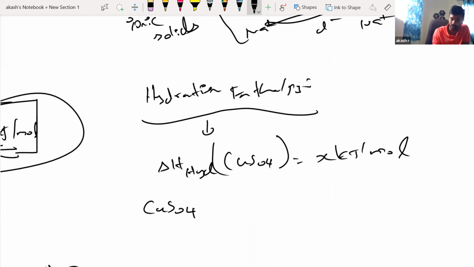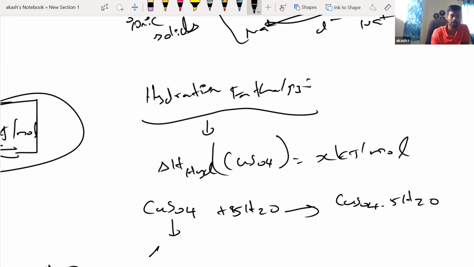You have to take anhydrous CuSO4. Do you know what anhydrous means? Anhydrous means no moisture, no water is there. Okay, right. So now we are going to make it hydrated. That means we are going to add water to this, say 5 molecules of water, because we know that the hydrated salt has a formula of CuSO4.5H2O.